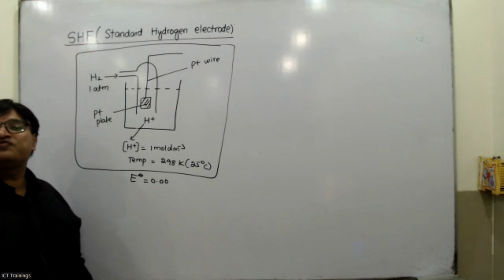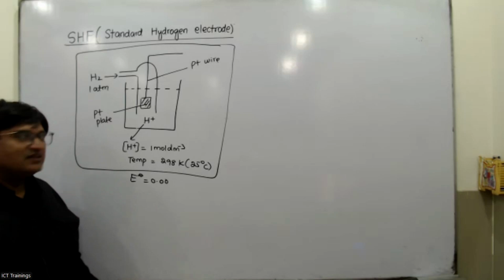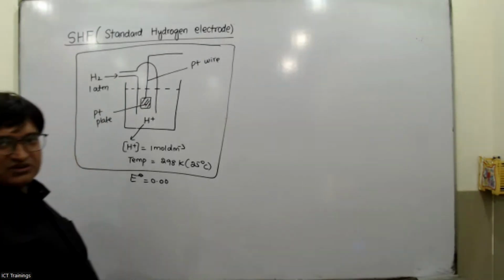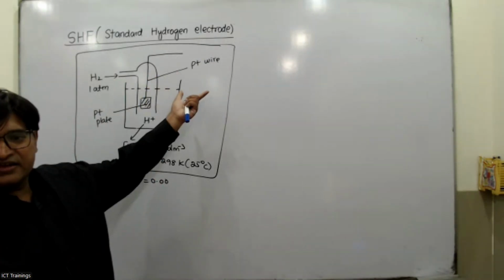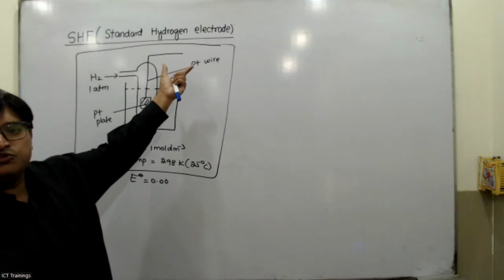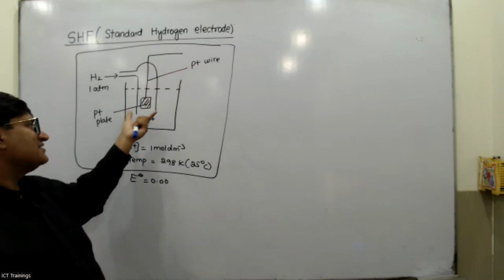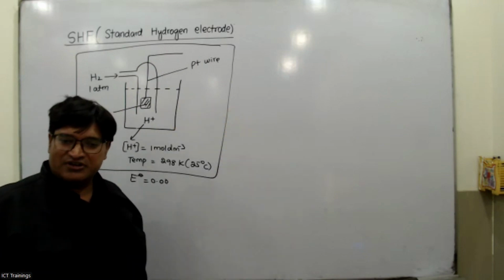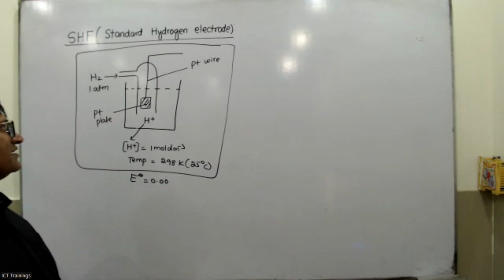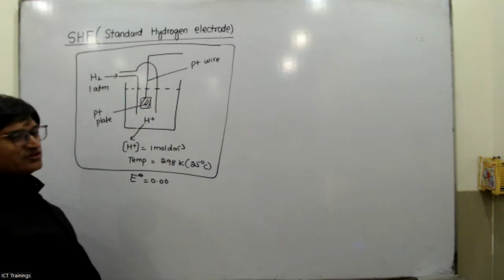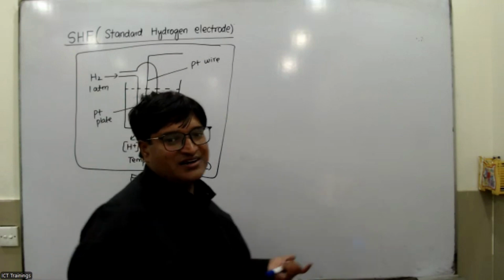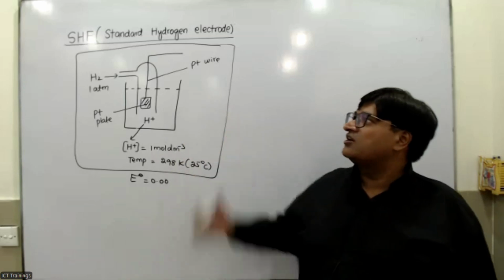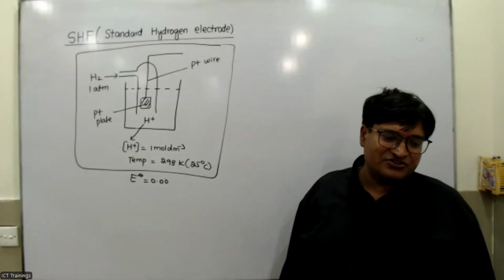Now, whenever you want to find out the E naught of any other electrode, you join it with the hydrogen electrode and put the voltmeter in between. The voltmeter reading is going to show you the E naught of the cell. Its E naught value is 0, and the E naught of the second electrode you can calculate. So the standard hydrogen electrode is basically the hydrogen electrode under standard conditions, with an E naught value of 0. That is called the standard hydrogen electrode. Did you get it?